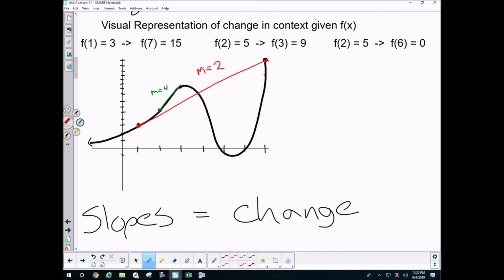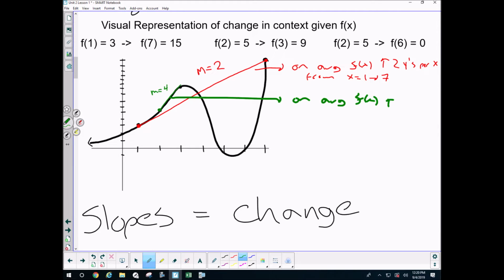For the first guy, m equals 2, I'd say on average, f of x is going up 2 y's per x from 1 to 7. Green guy, on average, f of x is going up 4 y's per x from x equals 2 to 3.